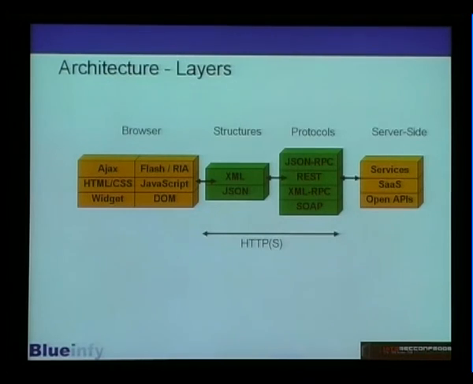And then we have a few new protocols coming into the picture, like JSON RPC, REST, XML RPC. Interestingly, all these protocols go over HTTP or HTTPS, so you don't have to open a new port for them. And finally it goes to the server side where your services are running, your open APIs are running, or your SaaS, software as a service, is running.